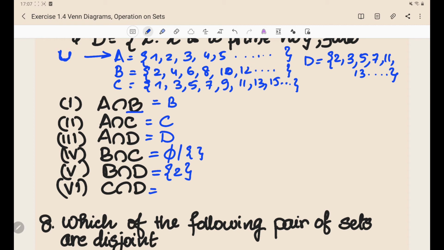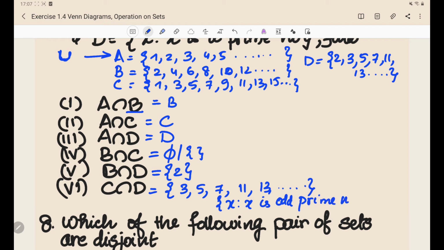Now C intersection D, that is, X such that X is an odd prime number. So they are odd numbers and they are also prime numbers. So what can you write? 3, 5, 7, 11, 13 and so on. So this is X such that X is an odd prime number. This is the answer for the last section in this problem.